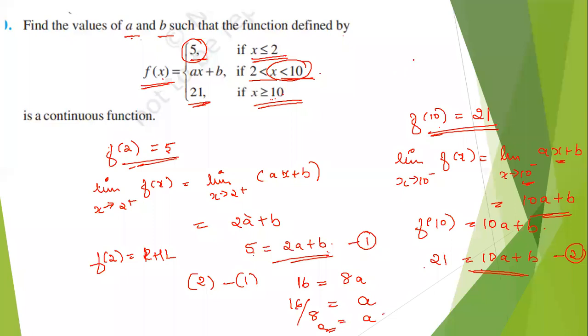Good. Now, substitute in one of the equation, either in equation 1 or 2, you will get value of b. Let's substitute in equation 1. So, it will be 5 is equal to 2 into 2 plus b. So, 4 plus b. So, what will be b? B will be equal to 1. Yes, good. Good, Aditya. Understood, right? How to do? Yes, Tasmiya. B is equal to 1. Good.